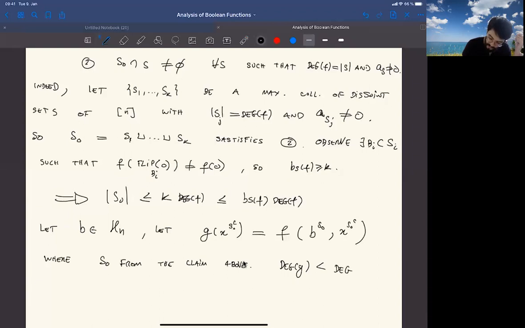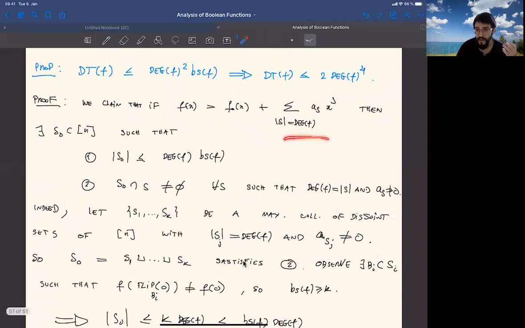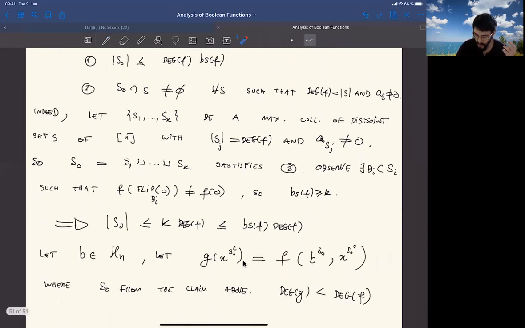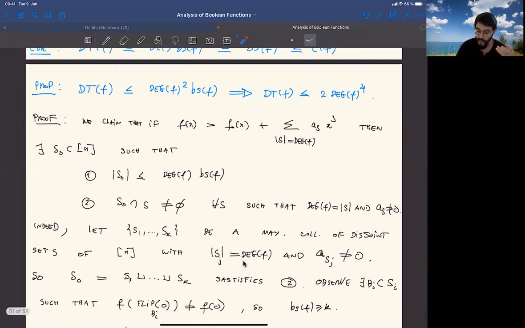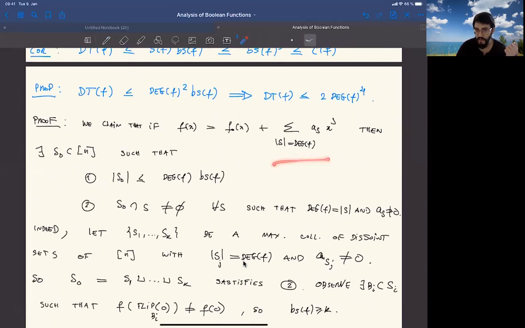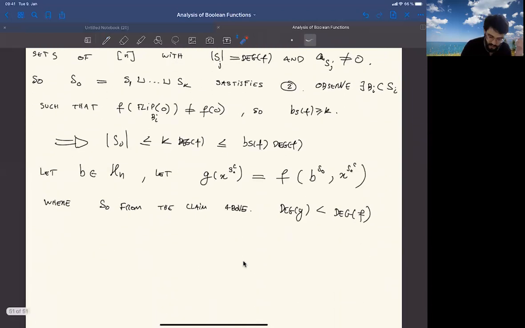And of course, the degree of g is less than the degree of f. Why is it strictly less? Because S0 intersects each one of these guys, and I'm setting all the variables in S0 to be something. So I'm at least reducing by one each one of these guys. Then I get a function with a degree which is strictly less. Great. And the block sensitivity of g definitely doesn't increase because it's just f restricted to some point. So when you restrict, you don't increase the block sensitivity. It's something you can realize.